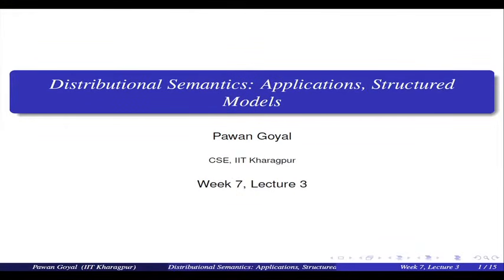So we are talking about distribution semantics, and we had already discussed what is the generic framework of distribution semantics, how do you build models by taking different sort of targets and context, and how do you fill up all the entries in a matrix. Now in this lecture we will talk about some applications for distribution semantic models. Also, how do I compare similarity across two words, and then we'll move towards some structured models of distribution semantics. So starting with some applications.